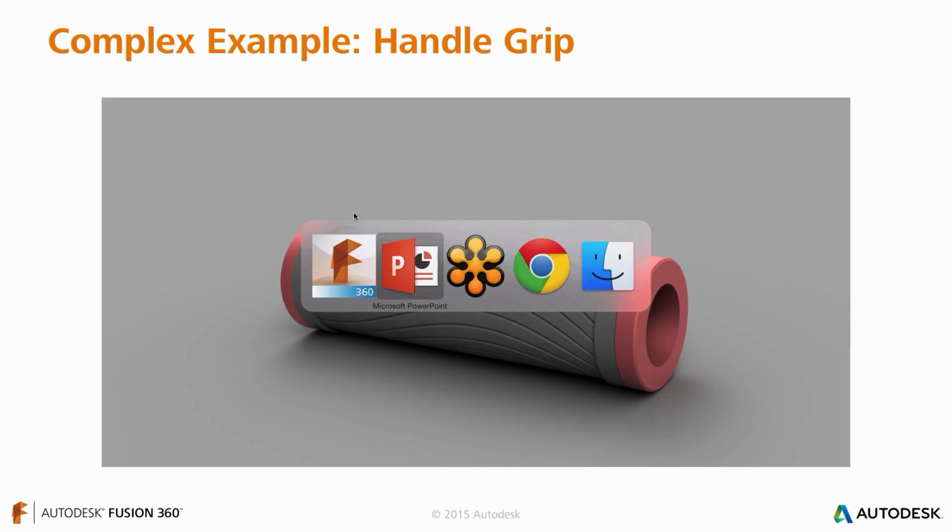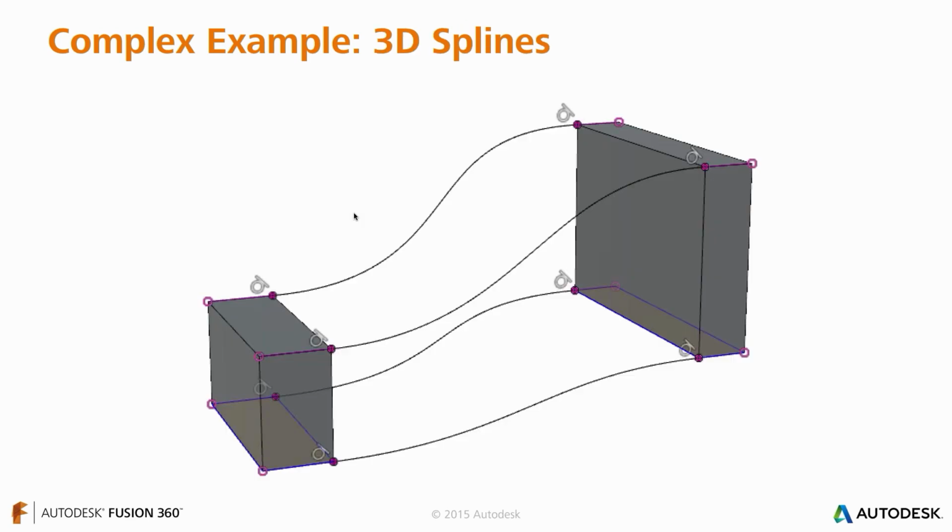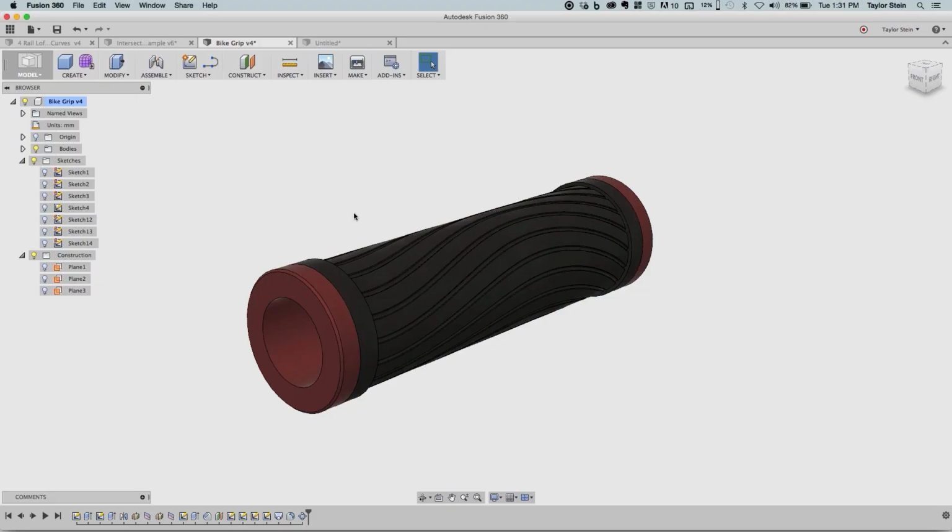So that was the bike grip. And the last example here that I wanted to show is a little bit more about 3D splines. Sketching in 3D is always tricky. I think it's always going to be tricky as long as we're sketching 3-dimensional things on a 2-dimensional laptop screen, if you will, or 2-dimensional surfaces. So I can show you how 3D sketching works inside of Fusion 360.